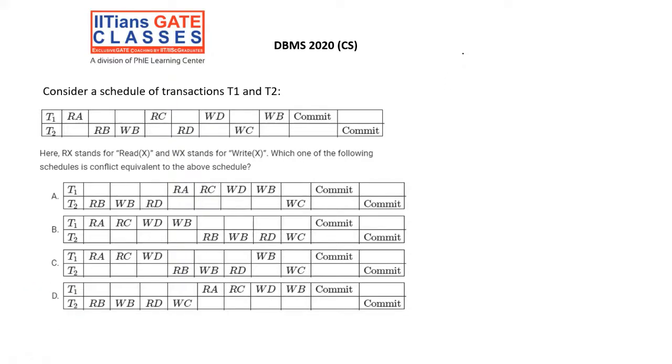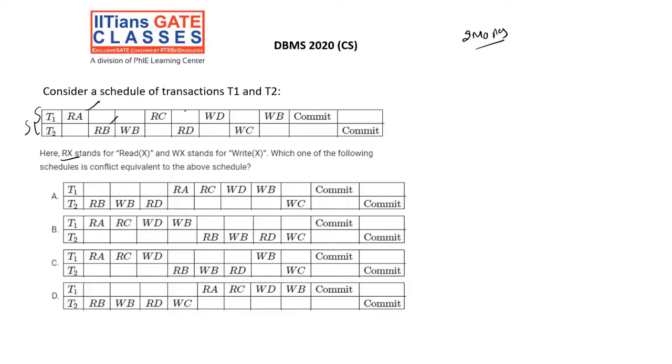Now let's see the next question. This is a 2 marks question, and the question comes from transactions. Here schedule S is given with transactions T1 and T2, right? Two transactions are given in schedule S, and RX stands for read on data item X, WX stands for write on data item X.